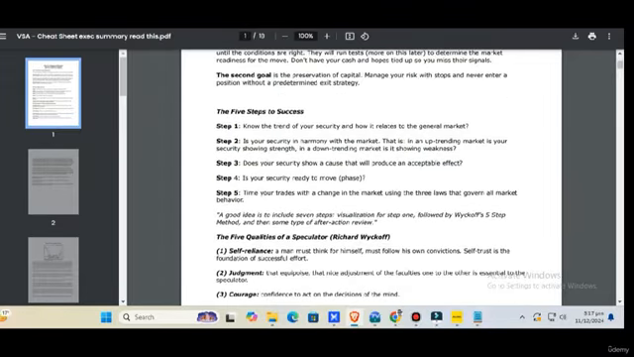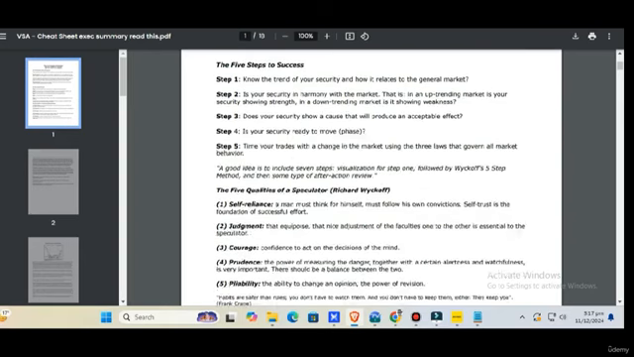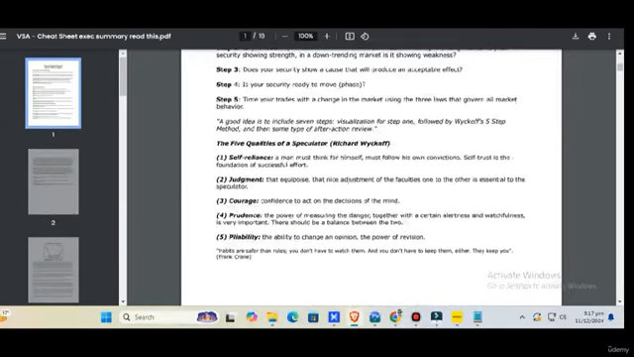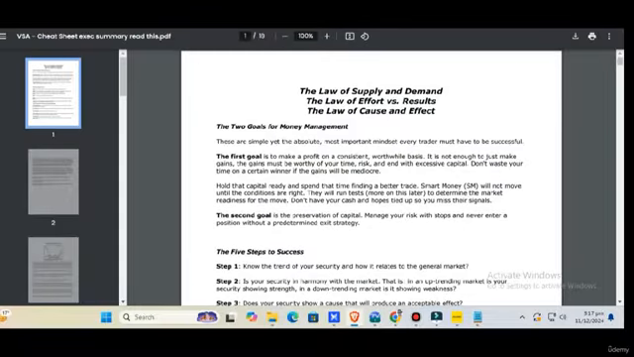These are just five steps to success and five qualities of a speculator. You must read those. I will give you all these slides. So first of all, let's go to the law of supply and demand. What is this and how does it work?